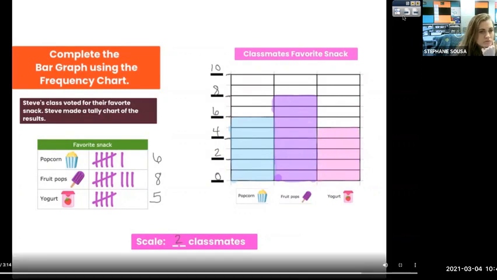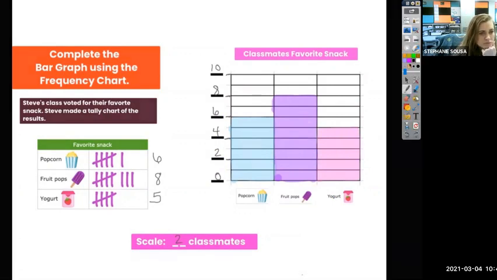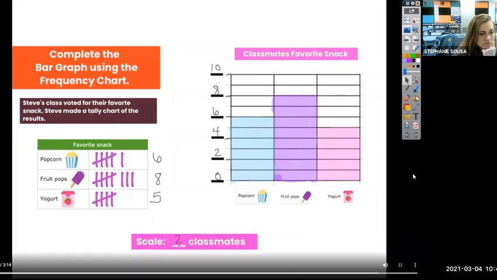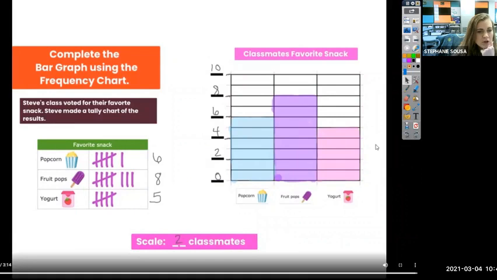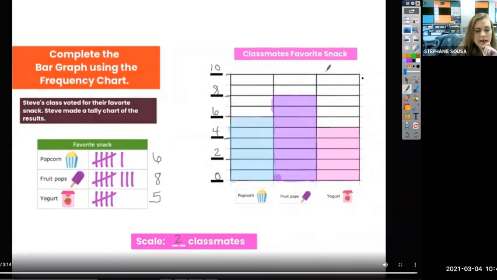So now my readers, unlike the previous scale of 5, will be able to answer how many more people like Fruit Pops than popcorn. They can very easily determine how many people like Fruit Pops and popcorn to be able to solve this problem. So I am going to keep my scale of 2, classmates. This is a much better scale because now we don't have this huge blank section up here that's not being used. We also have a scale that's very easy to read.